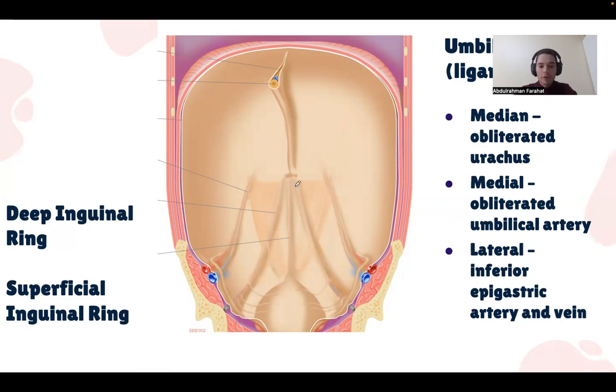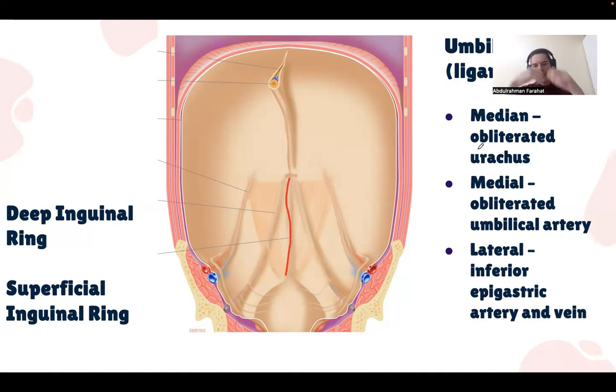First of all, the first thing that you can see is this median structure. It's going in the median side of the body, and this structure would be the obliterated urachus. It's the median umbilical ligament, which is also called the obliterated urachus. I'm sure you guys took this in embryo with Dr. Paul. So, a really quick revision of the obliterated urachus.